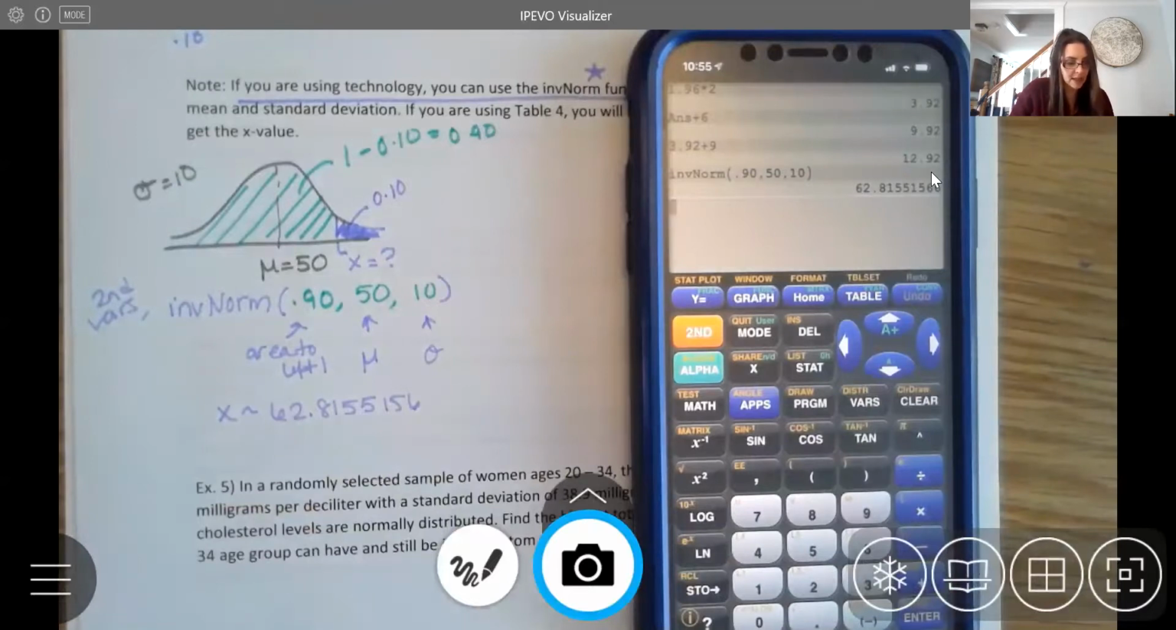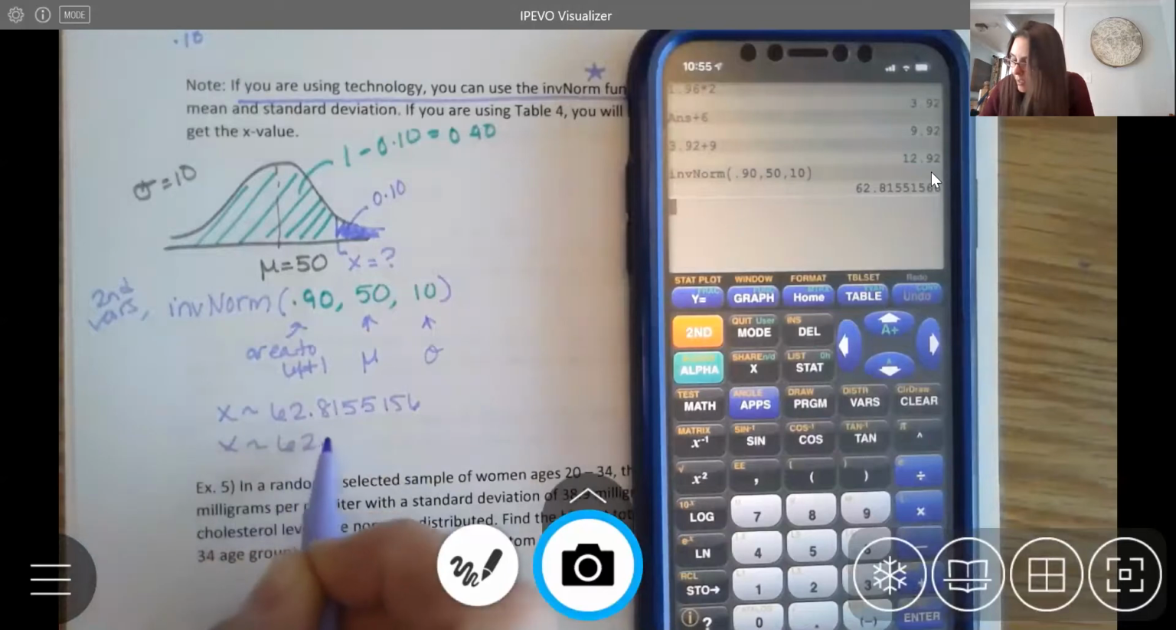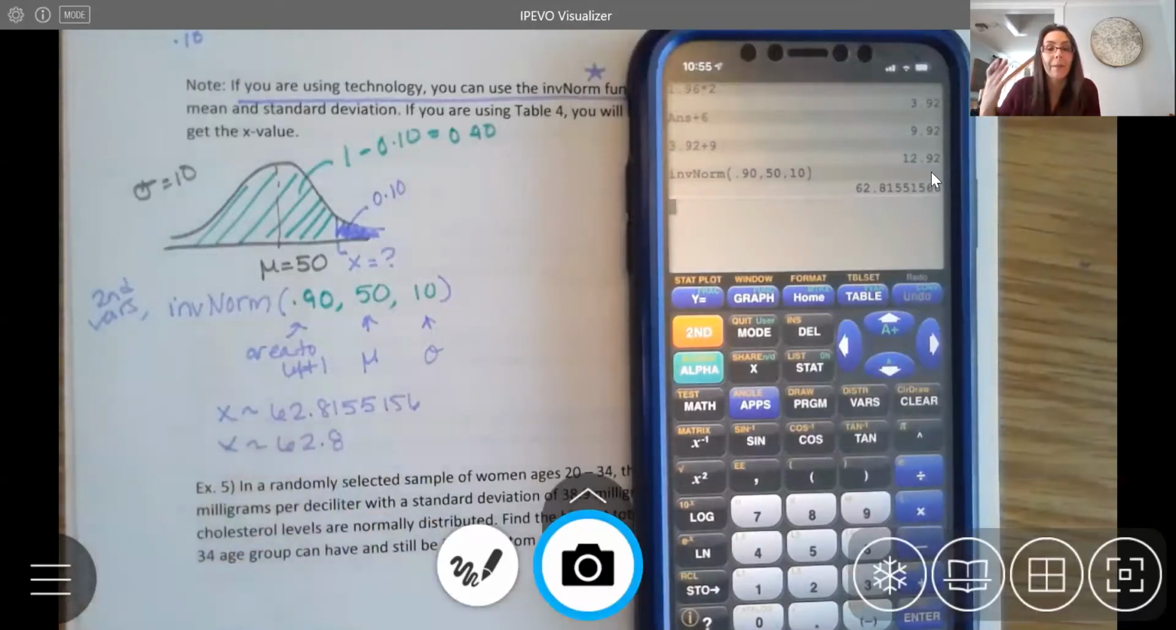Let's just see, it looks like your book rounded to 1 decimal place, so we'll stick with that. So about a 62.8 would be a minimum cutoff score to be hired in this case. So that is your minimum cutoff score.